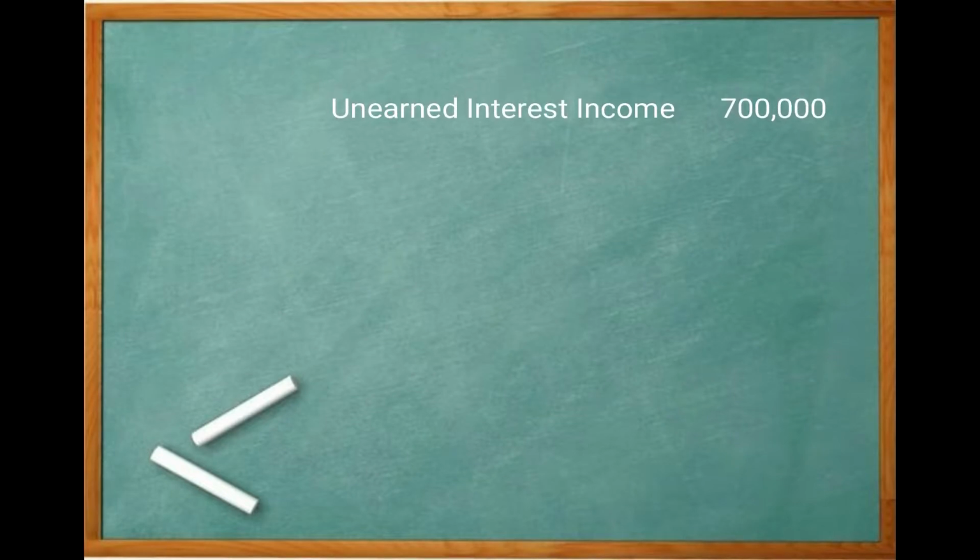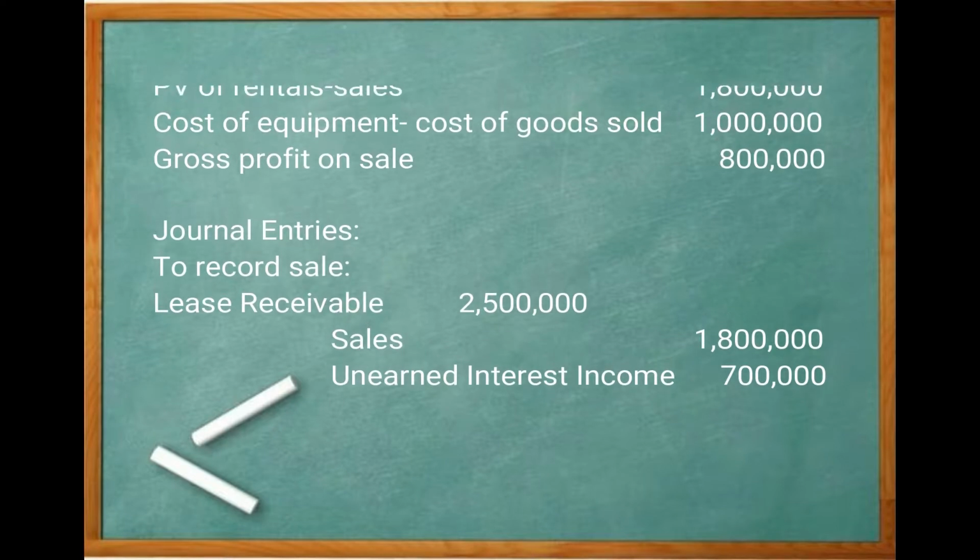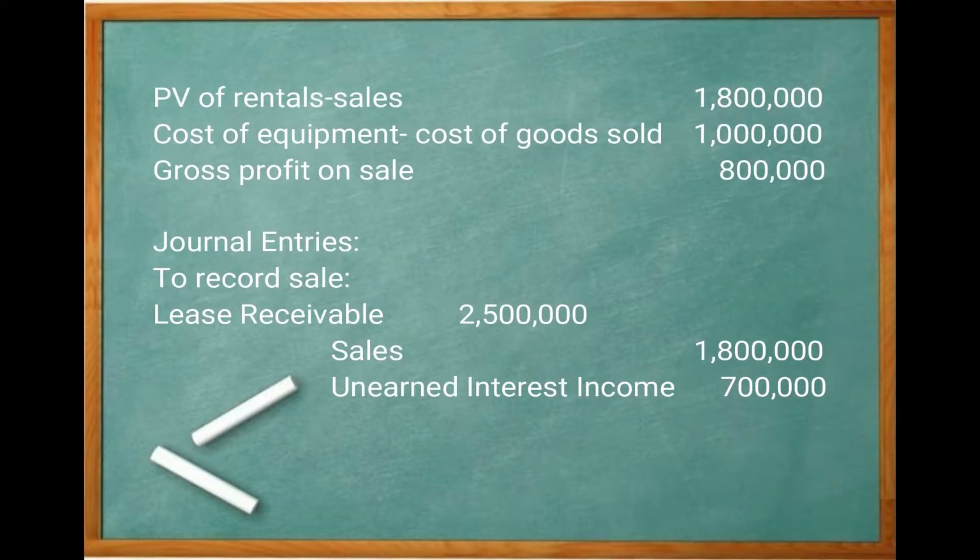Next naman ay kukuhanin natin yung gross profit on sale, which is the difference of the sales and the cost of goods sold. Yung sales natin ay equals lang doon sa present value of rentals na 1,800,000 at yung ating cost of goods sold na cost of equipment na 1 million equals 800,000. Yun yung ating gross profit on sale. Pagkatapos nito ay pwede na tayong mag-journal entry.